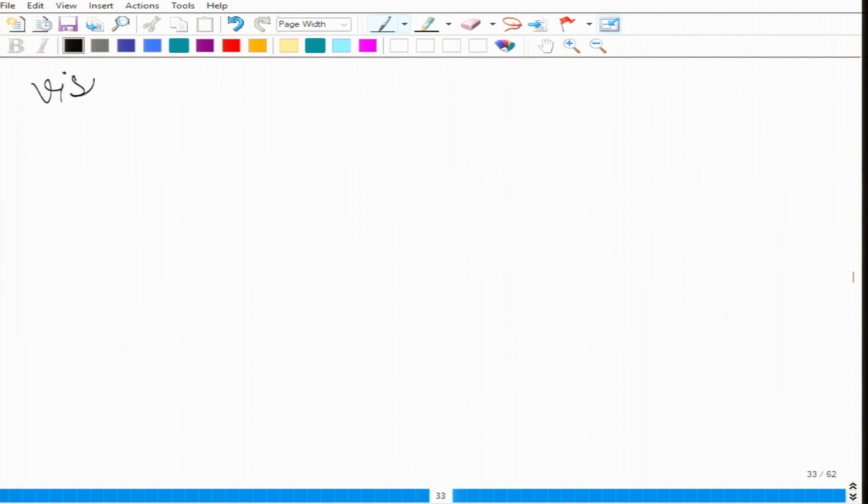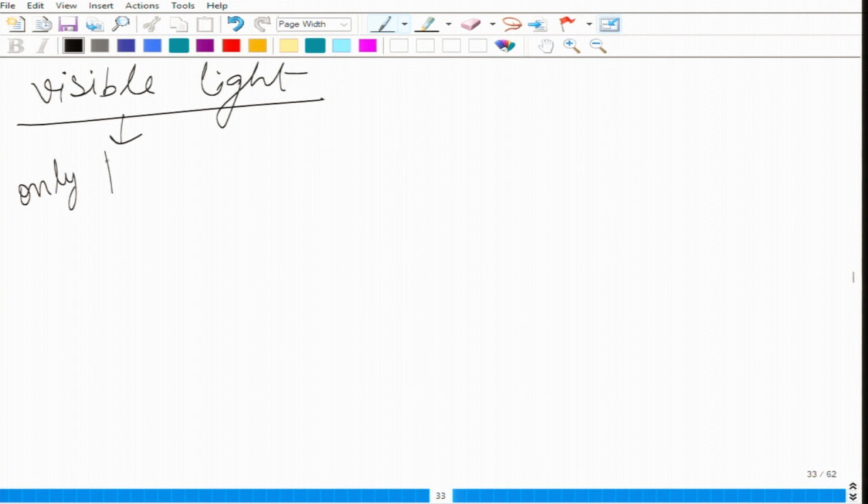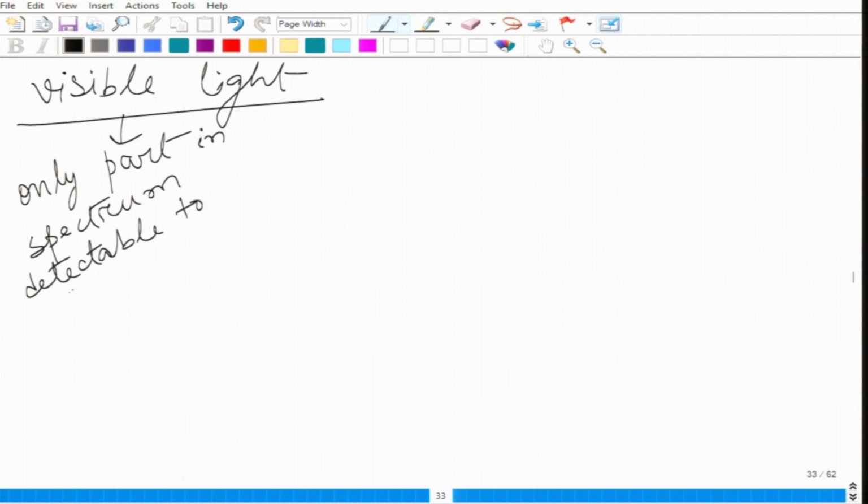Next comes the visible light. We all know about the visible light because it is the only part of the electromagnetic spectrum that is detected by the human eye. We cannot see UV or IR through our eyes. We can only see visible light.